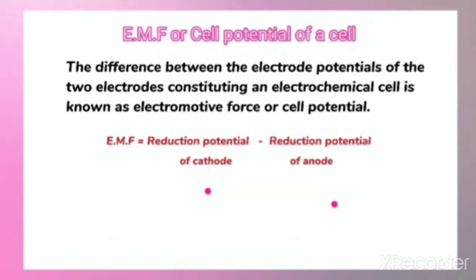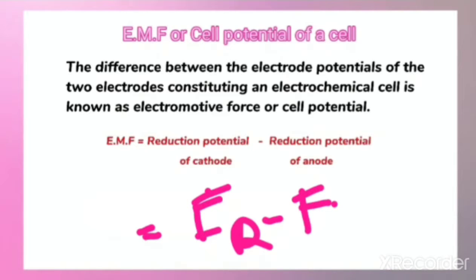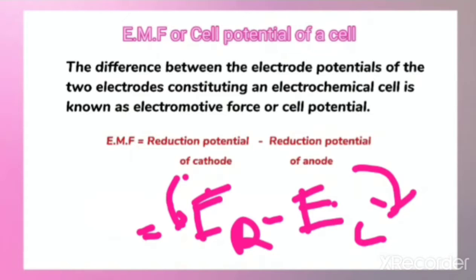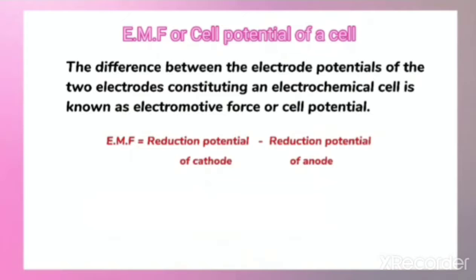So this equation can be written this way: E cell is equal to E right minus E left, because on the left hand side the anode is represented, so we write E left, and because the cathode is written on the right hand side, it is written as E right. In short, this formula can be written as E cell equals E cathode minus E anode, or E cell equals E right minus E left.